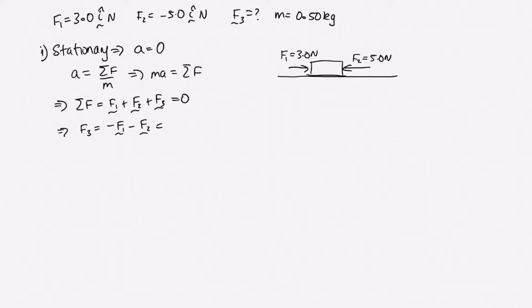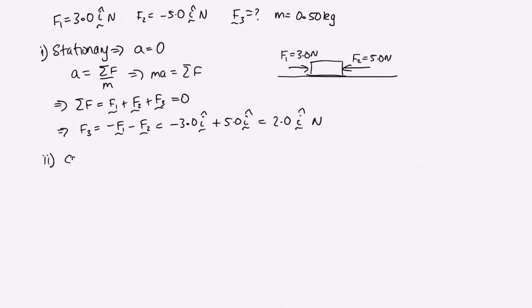So this is equal to minus 3i and then minus minus, so that's plus 5i. So this is equal to 2i newtons. In part 2, we're then told that it moves with a constant velocity of 5 meters per second.